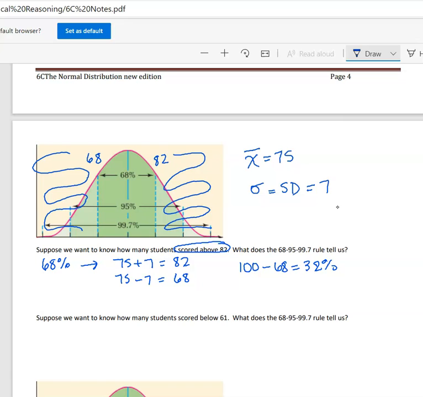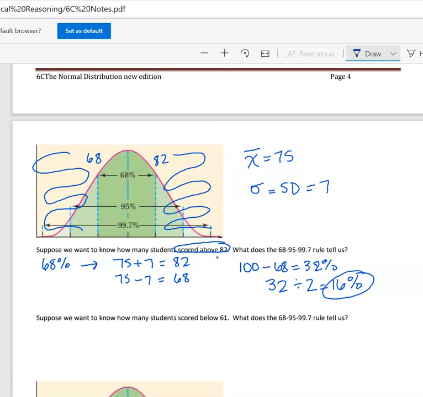So we really are just interested in the people who scored above 82. That would just be half of these, right? This side makes up half of this. And so we need to do 32 divided by 2 to get 16%. So 16% of the population scored above 82.